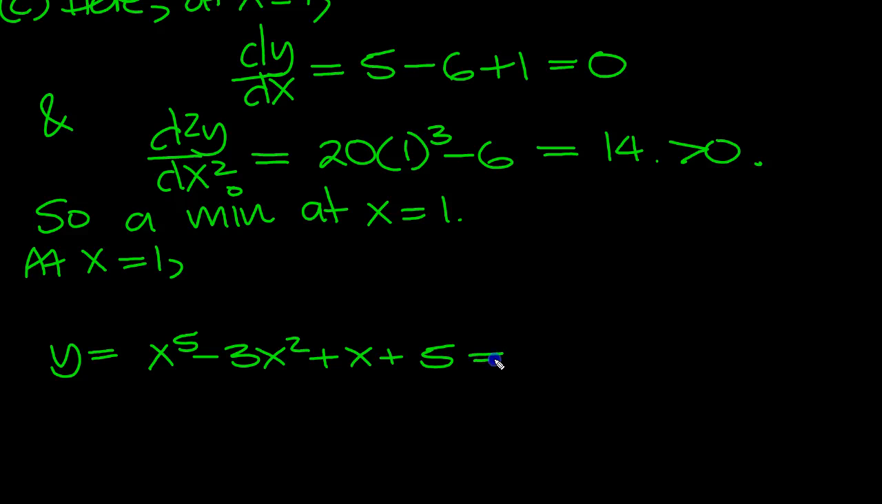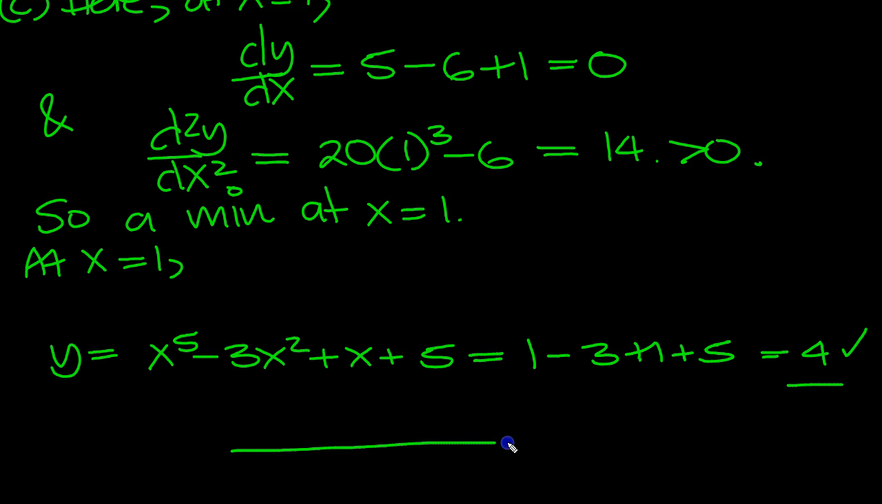So that's equal to 1 to the 5 is 1, minus 3 times 1 squared is minus 3, plus 1, plus 5 at the end. So we've got 7 minus 3 equals 4, which is what we wanted to show. Y equals 4. So we've confirmed it's a minimum at B then, haven't we?